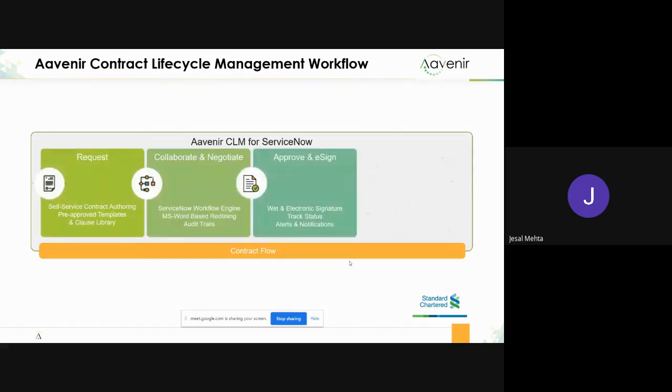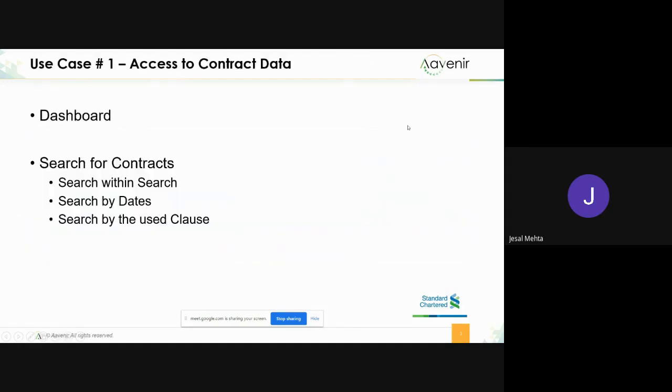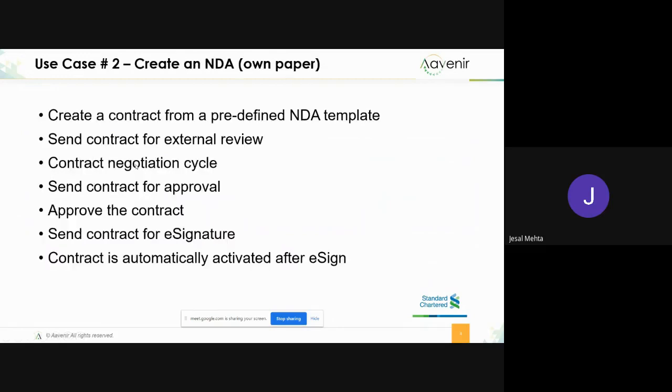We are going to talk about contract lifecycle management, starting from request, collaboration, negotiation, approval, and the e-signature piece. A few use cases that we are going to see. First one, we are going to see how to access the contract data, because search is the most important function in my mind, because that's what we're going to use most often. How do you search? How do you search by dates? How do you search by the used clause within the contract?